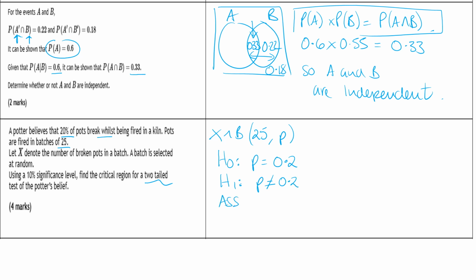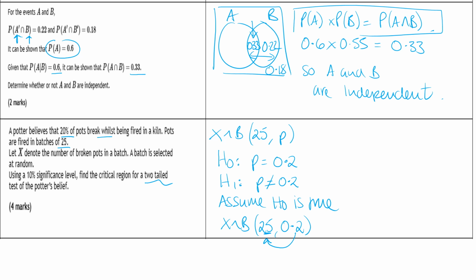So if we assume that H0 is true, then X will be binomially distributed with 25 and 0.2. So that means for every 25 pots, 1/5 will break. So we're going to be expecting 5 in every 25 to break. So what is the probability of something extreme from our expectation of 5?